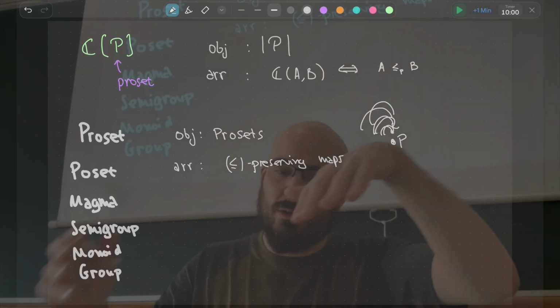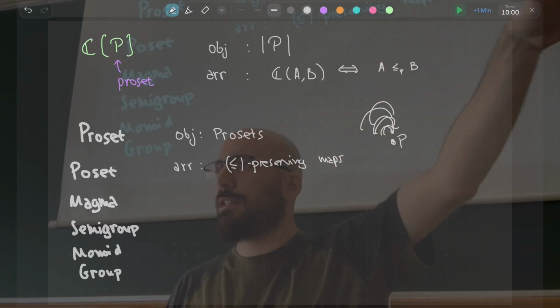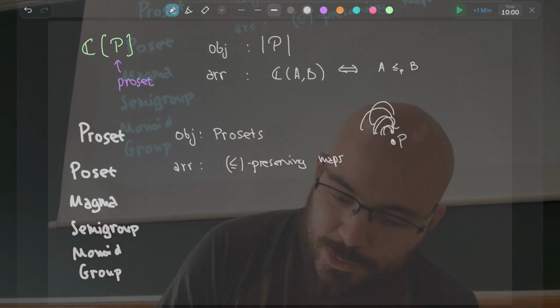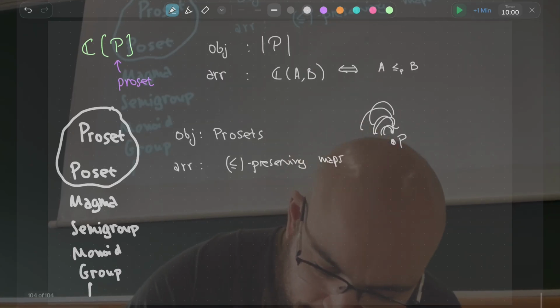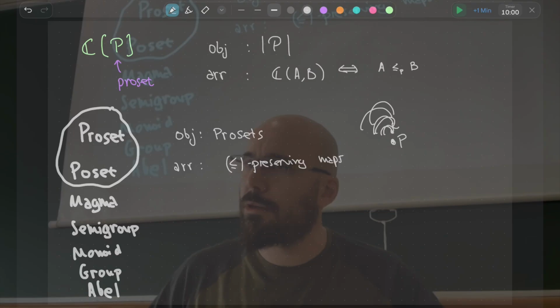I know all those things. So these are all categories whose objects are certain algebraic structures and whose arrows are certain homomorphisms between them. Not these two, these are not algebraic, the rest are. Abel, for example, would be what? You guessed it, abelian groups, and what are the arrows?